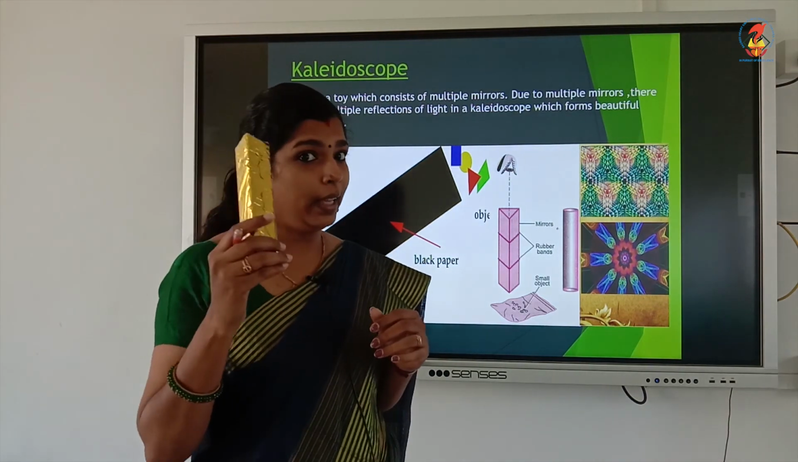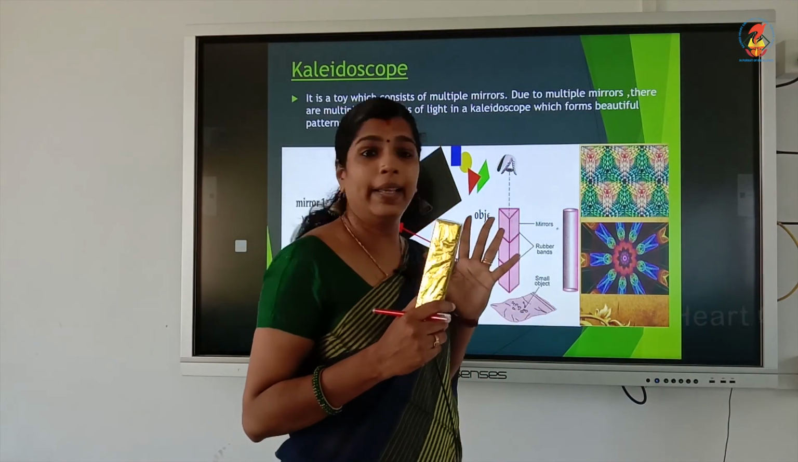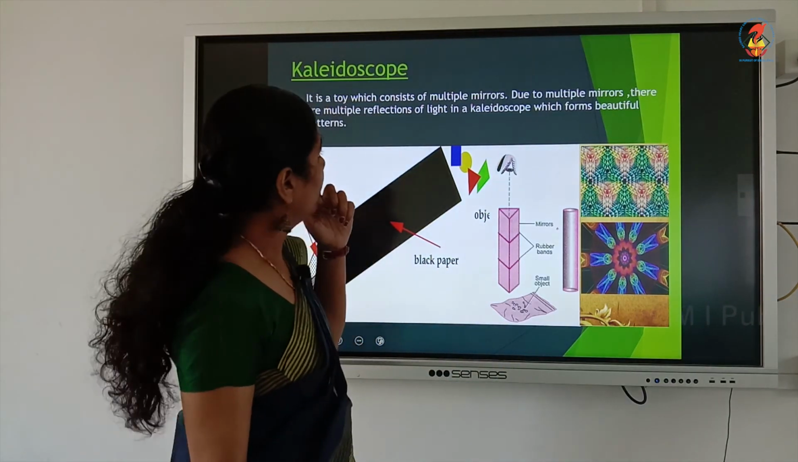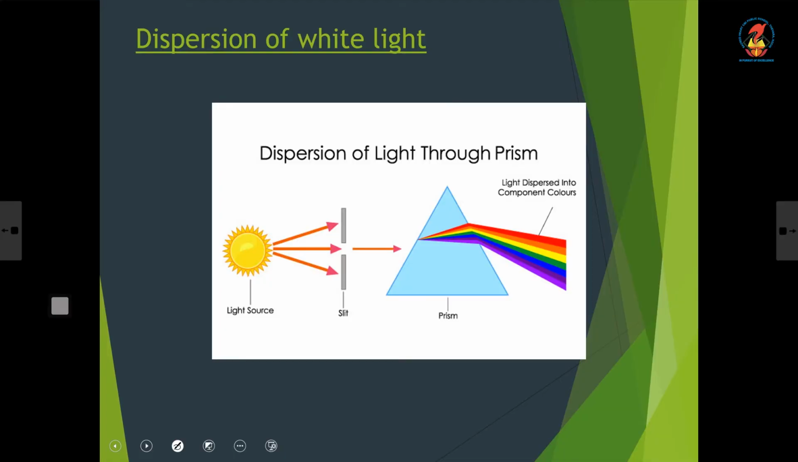So, this one is a kaleidoscope and these are the images or patterns formed by the kaleidoscope. Okay. So, it is a toy or an instrument that consists of multiple mirrors. We are using 3 mirrors. Due to multiple mirrors, there is multiple reflection of light in a kaleidoscope, which forms a beautiful pattern. So, you can also make this kaleidoscope.